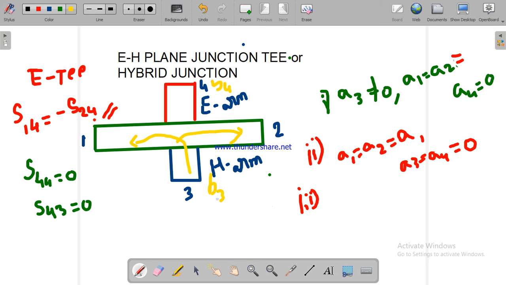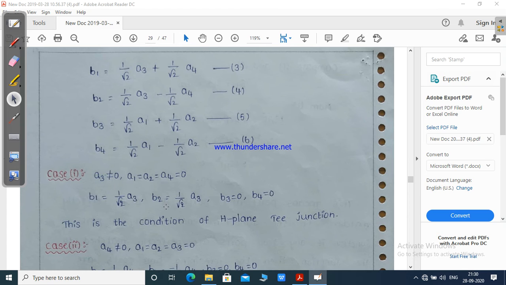B3 is also 0. We are getting 1 by root 2 into A and 1 by root 2 into A. This is the same thing, so we are getting the same energy here. Just go through this. B1 and B2 are equal. There is no change, there is no phase shift. So 1 by root 2 and 1 by root 2 are the same. Whatever input we give at A3, the same energy we get at port 1 and port 2, but it is equally divided, and port 3, port 4 is 0. That is the H plane T. This condition is for the H plane T.